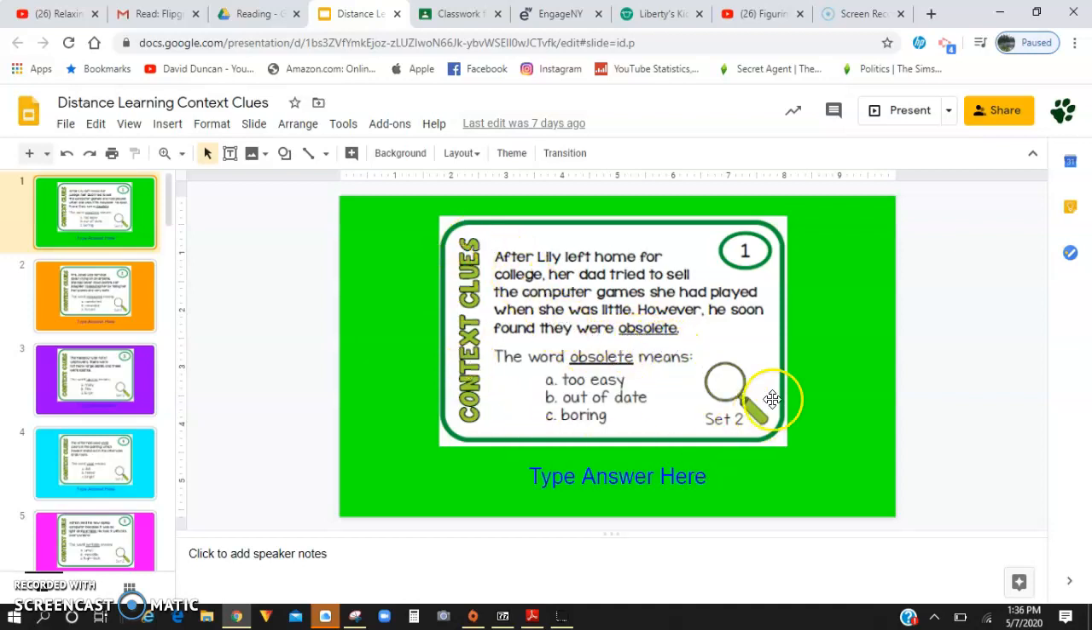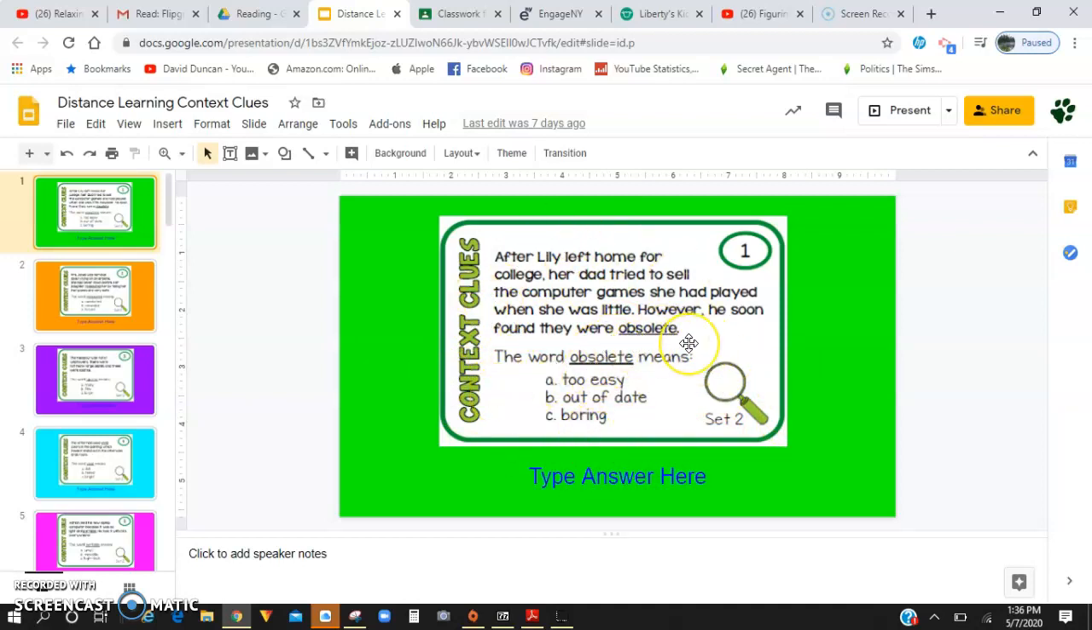For this example right here, it says: After Lily left home for college, her dad tried to sell the computer games she had played when she was little. However, he soon found they were obsolete. The word obsolete means A, too easy, B, out of date, C, boring. So what you need to do is identify what that word obsolete means.